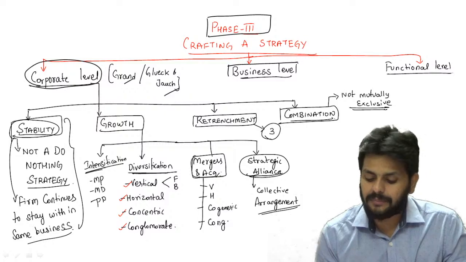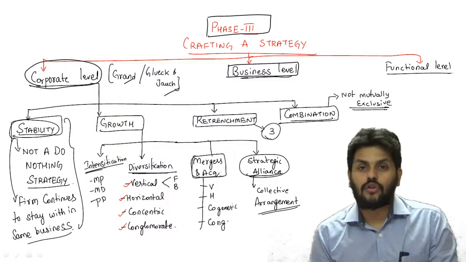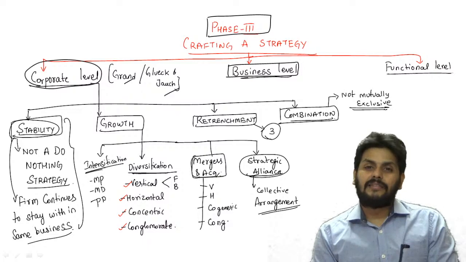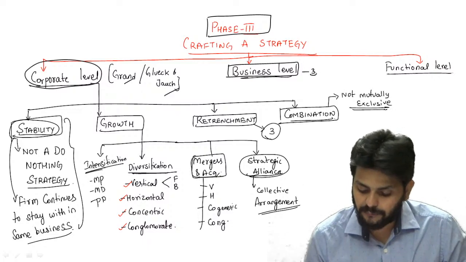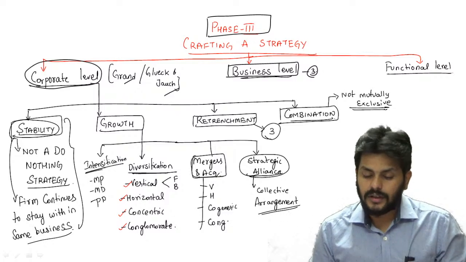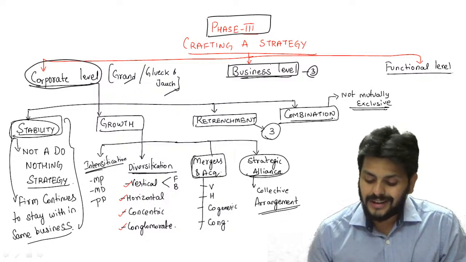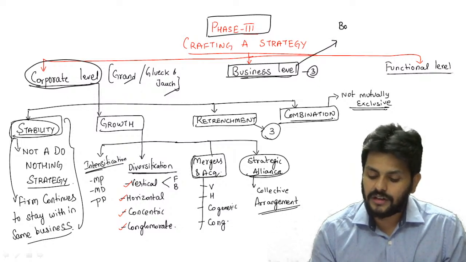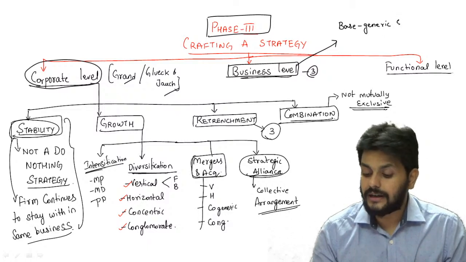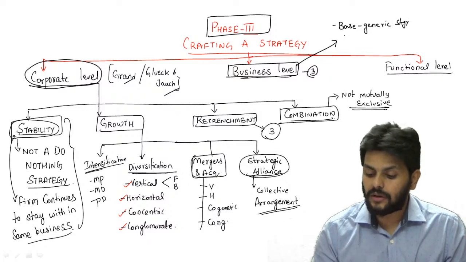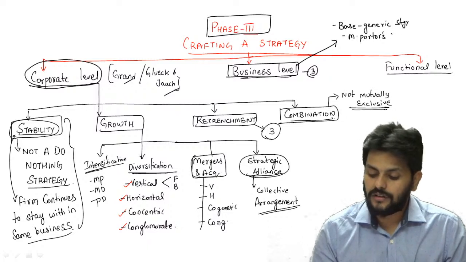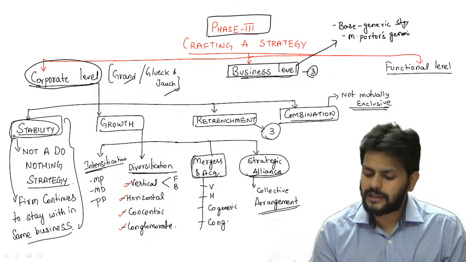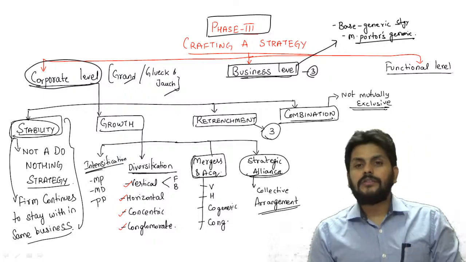Now, how things fare at the business level is the next concern for us. Business level strategies are 3. But before going to the business level strategies, I would also want you to know that these business level strategies are also called base generic strategies, and they are also called Michael Porter's generic strategies, because it is Michael Porter who proposed these 3 strategies.